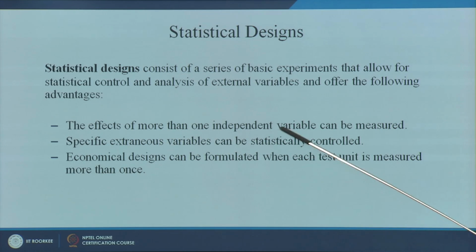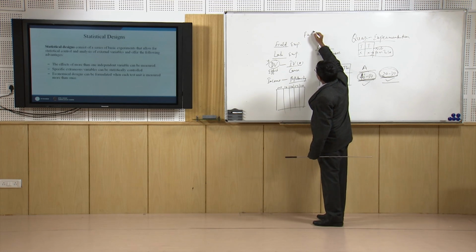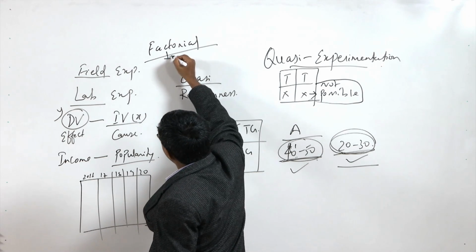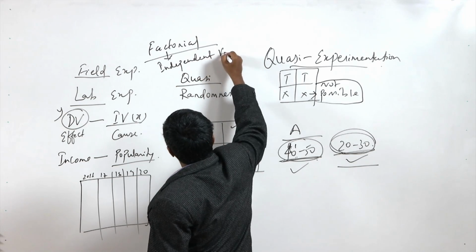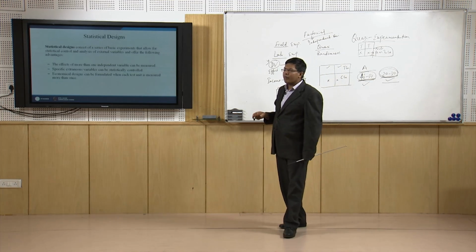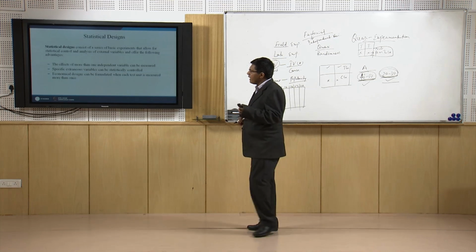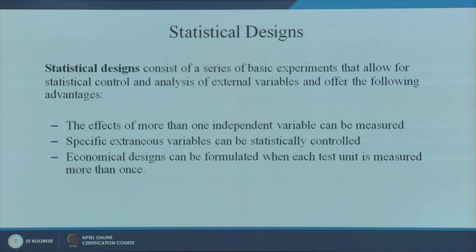The effect of more than one independent variable can be measured. Now, please understand when you hear something called a factorial design, one factor is nothing but an independent variable. So, if you are doing a factorial design or even a Latin square, which is kind of a factorial design, what we are saying is that the effect of more than one independent variable can be measured. Now, what are the independent variables you want to measure?